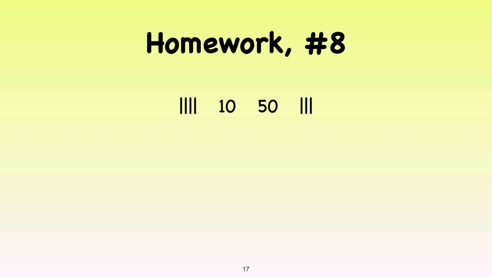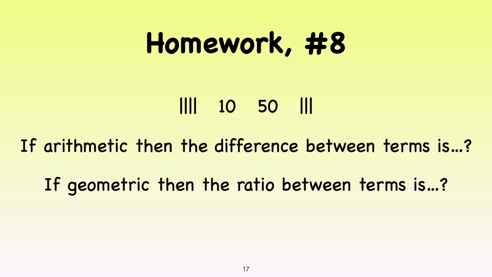But if this is a geometric sequence, the ratio between the terms is, what must you multiply 10 by to get 50? The ratio between the terms is 5. Now you can calculate the first and the last terms. Here's those two questions again. If arithmetic, then the difference between the terms is what? If geometric, then the ratio between the terms is what?